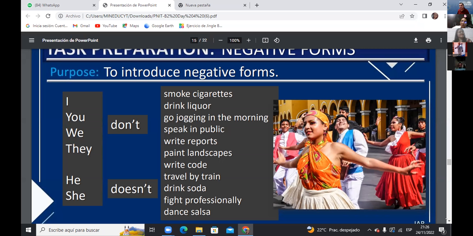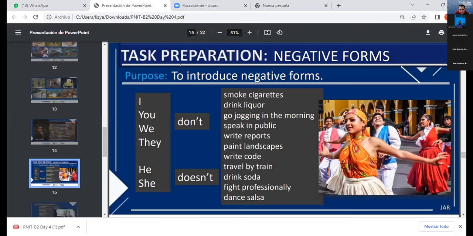Vaya. I don't smoke cigar. Tiene que decir todas. Las toditas. Todas, vaya. You, I don't drink liquor. We don't go jogging in the morning. We don't speak. Este es you, I, you, we, they, solo se usa con el don't. Y la tercera persona es she. He doesn't.